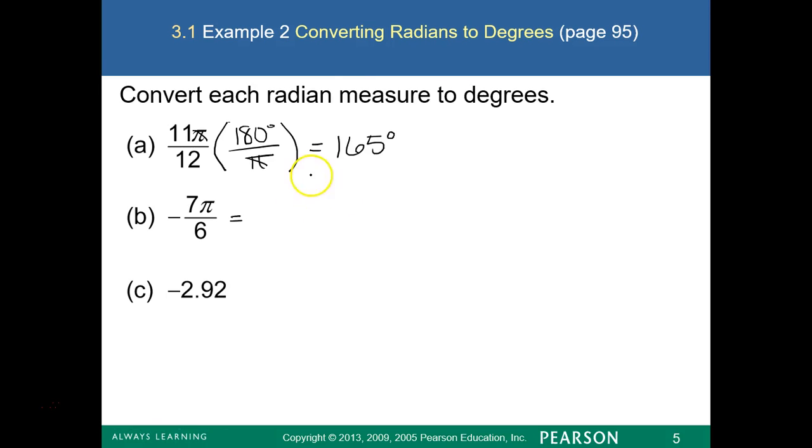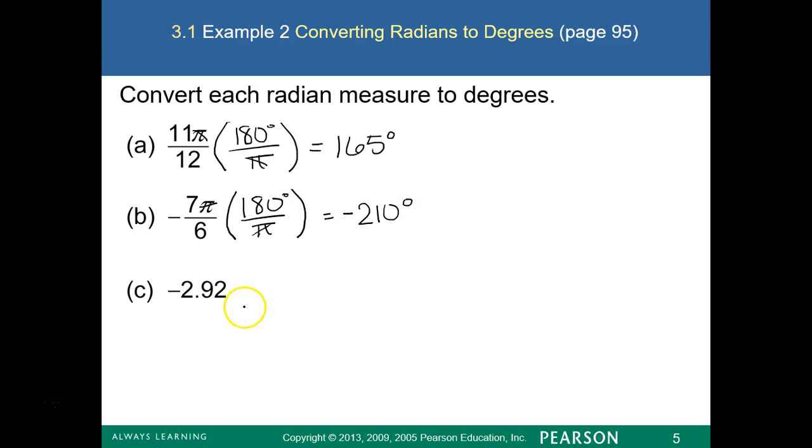All right, so the next one, I did not mean to write an equal sign. Let's multiply this by 180 over pi to convert it to degrees. Again, pi's end up canceling. Now multiply the negative 7 6ths times 180. That ends up giving you negative 210 degrees.